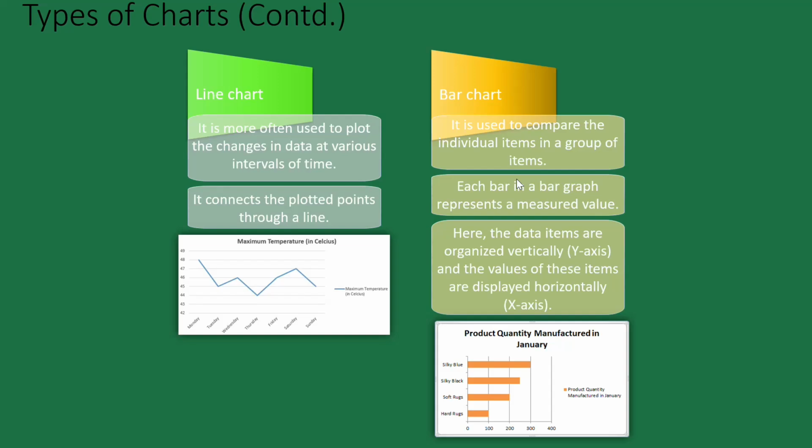First, the line chart. It is more often used to plot the changes in data at various intervals of time, right? Various intervals of time means you can see the gap, from where to where.